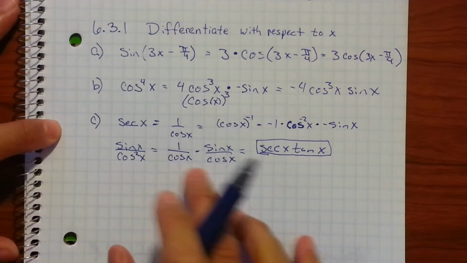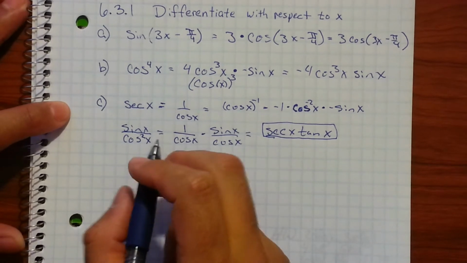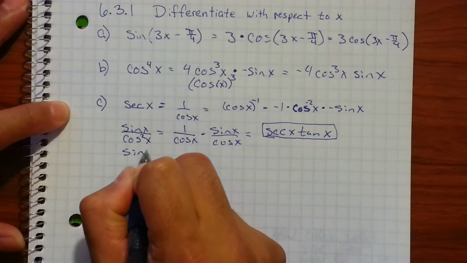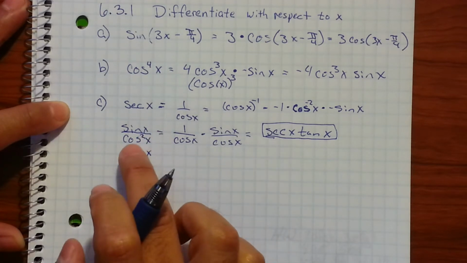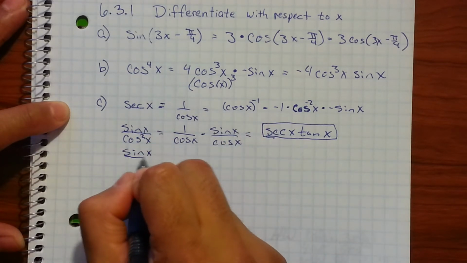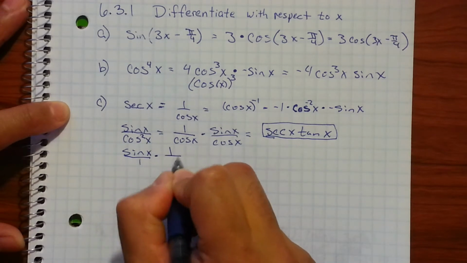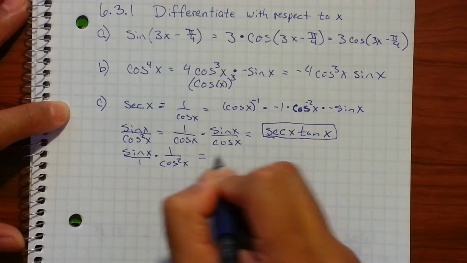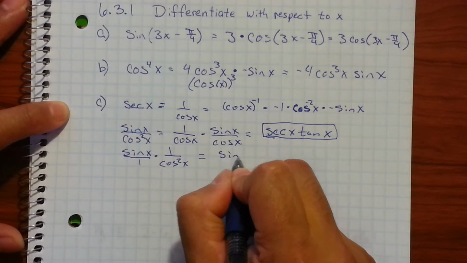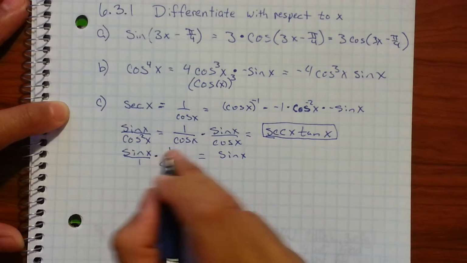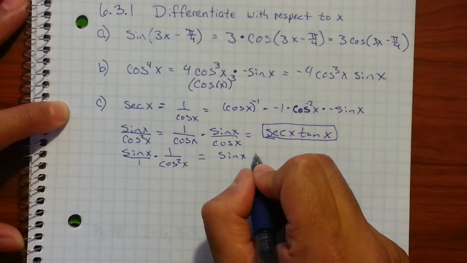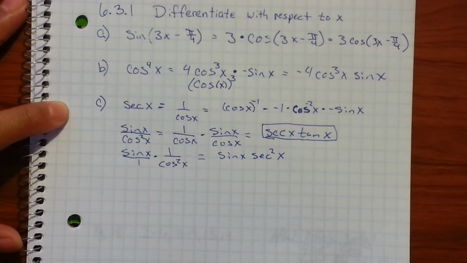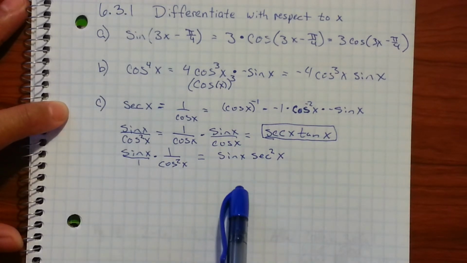So if I'm going to rewrite this, I could rewrite it just in terms of sine and cosine. So it's going to be sine x. And now if I were to break it up, over 1 times 1 over cosine squared x, that could be the same thing as saying sine x, and this is going to be secant, secant squared x. So this is another way of writing this.